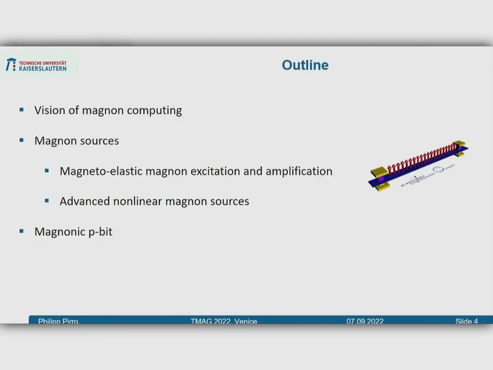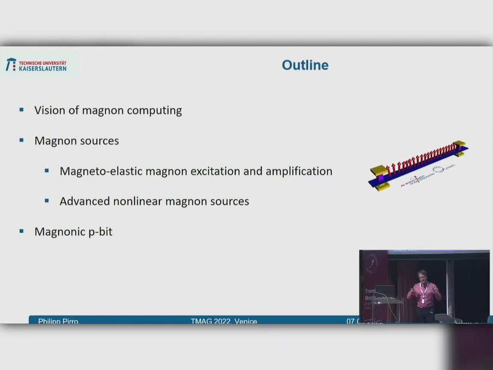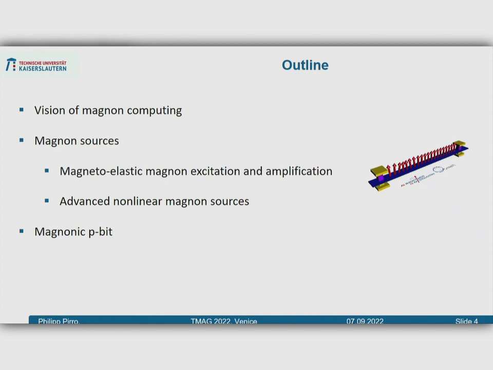So this is my outline: a little bit about what we want to do with magnon computing, and then the different types of sources which I discuss. One is the magnetoelastic source, and I would like to motivate why magnetoelastic is interesting. Another is the advanced nonlinear magnon sources, where nonlinearity in the excitation of the magnon already plays a role. And since I'm sandwiched between two talks about probabilistic computing, I also added our first attempt to create a magnonic p-bit. And maybe it would be very interesting to discuss with the experts how feasible this is in the future.